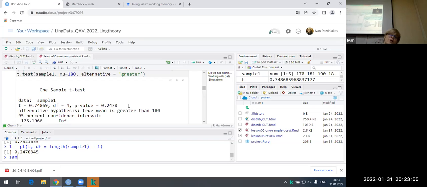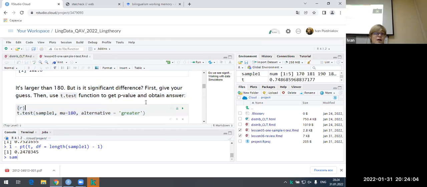Is the value normal? No, no. There is a specific test for normality, but this test is for testing that this sample was sampled from a distribution with a population mean 180, right? And we cannot reject the null hypothesis. Can we, based on that, say that the null hypothesis is true?